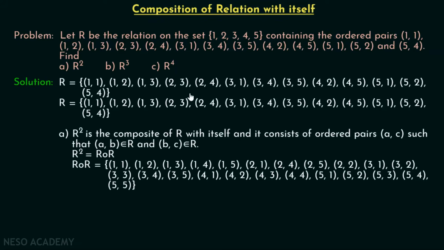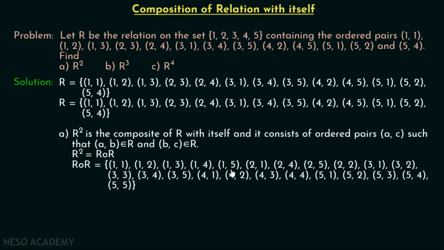Obviously, the second element must match with the first element. Here it is matching, so 1, 1 can be included. It is already included. Then we can compare 1, 3 with 3, 4. 1, 4 is already included. Then we can compare 1, 3 with 3, 5. As you can see, 1, 5 is not included in ROR.